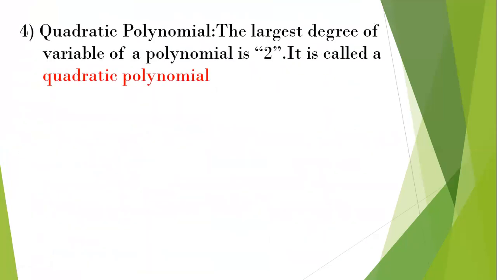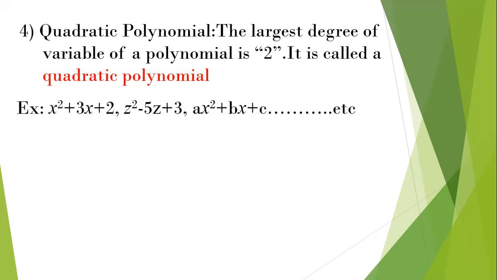polynomial. So what is quadratic polynomial? The largest degree of the variable of a polynomial is 2. It is called a quadratic polynomial. So in the previous exams also, we observed that if any three terms written, its degree is 2. If the largest degree is 2, it is considered as quadratic polynomial. I will give some examples, which are x square plus 3x plus 2. This is a quadratic polynomial.